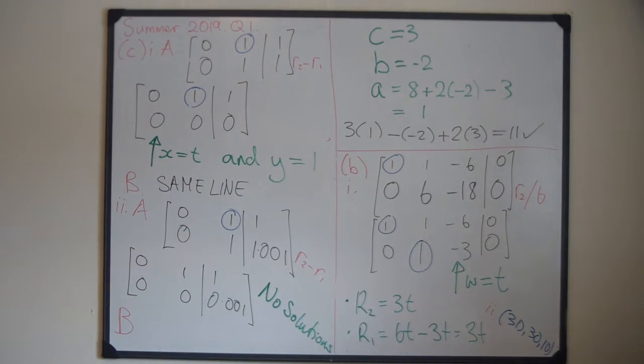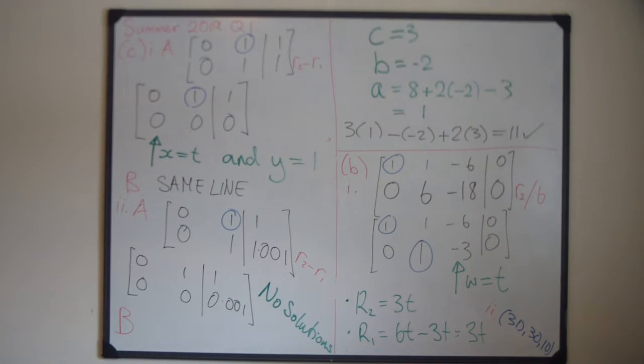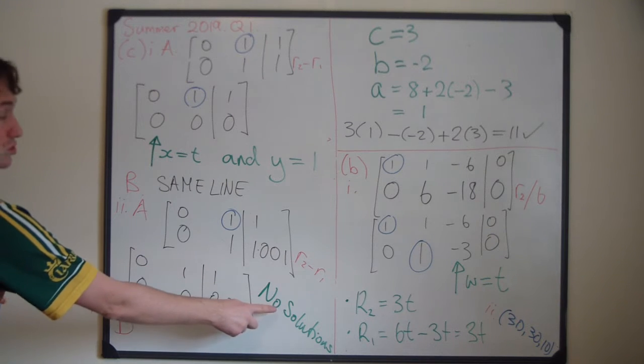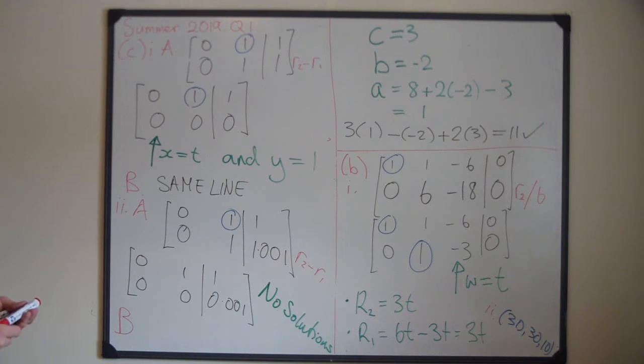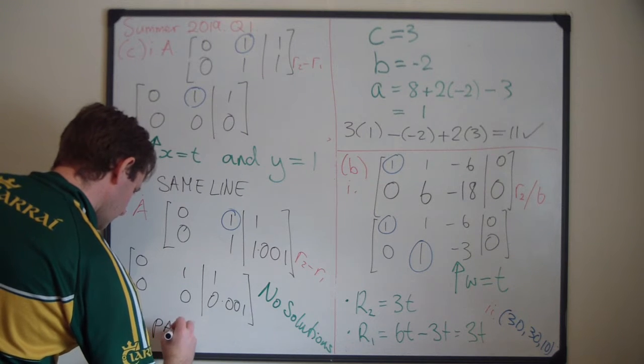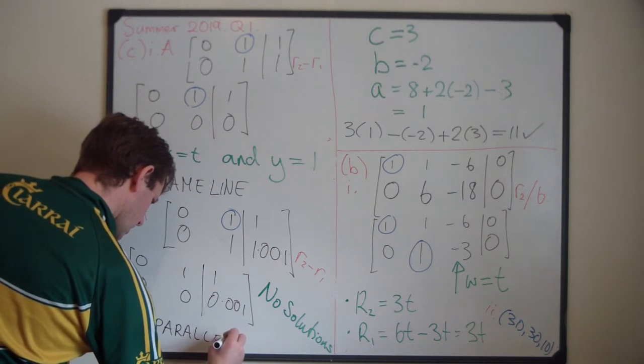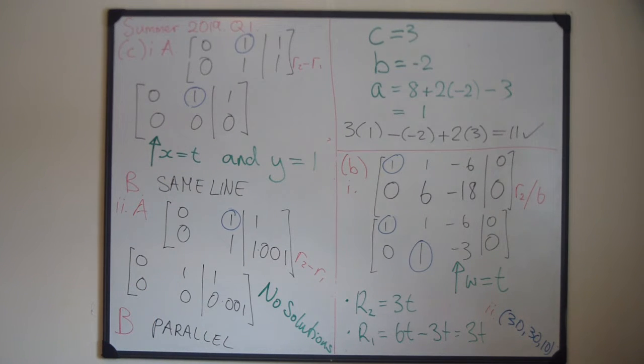But you didn't have to know that, because all you have to know is, okay, you're finding two equations in two unknowns. Solving that is finding the intersection of two lines, and there's no intersection. The only way that can happen is if the lines are parallel. Not sure if that's spelled right.